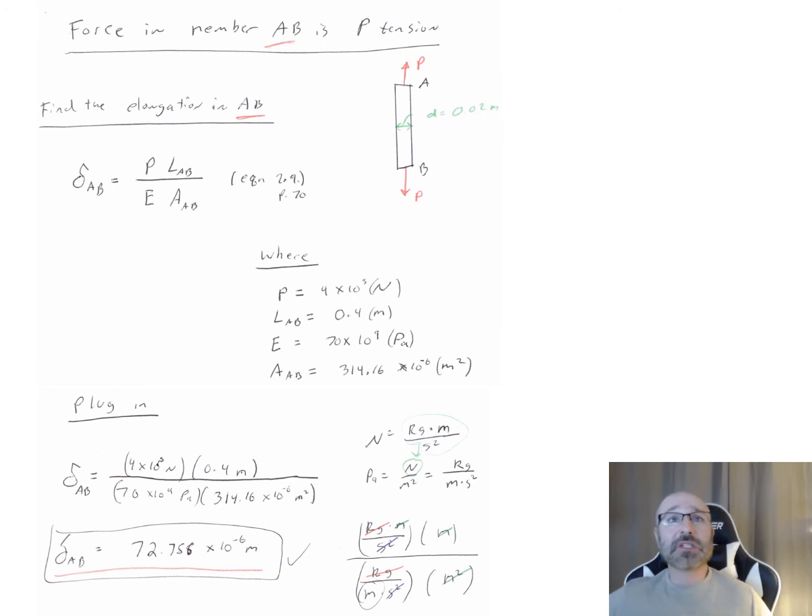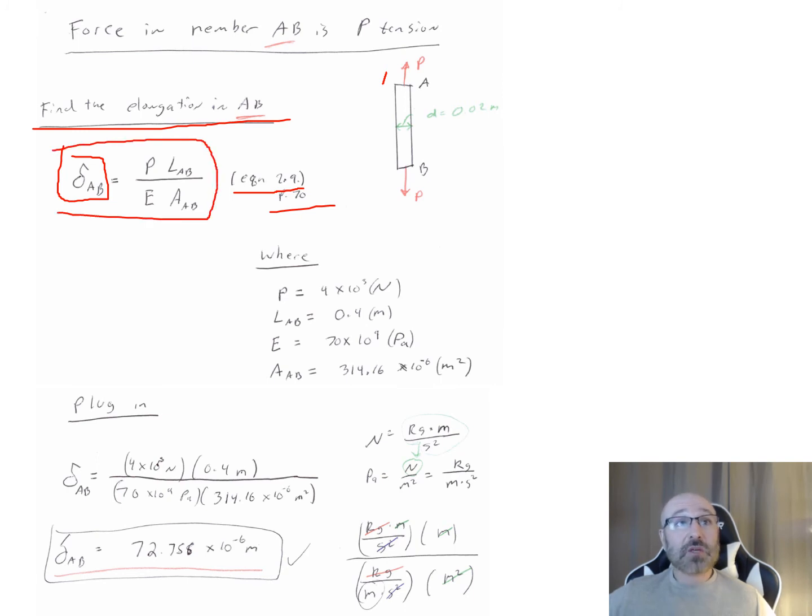We're pulling up with P at the top, so we're going to have an elongation in member AB. Our deflection in AB, note my indices here, relates back to equation 2.9 on page 70 of our textbook. This is our general governing equation, so I'm putting in the indices related specifically to member AB: the load, our tension force P, times the length of that member AB, divided by our modulus of elasticity times our area of AB.